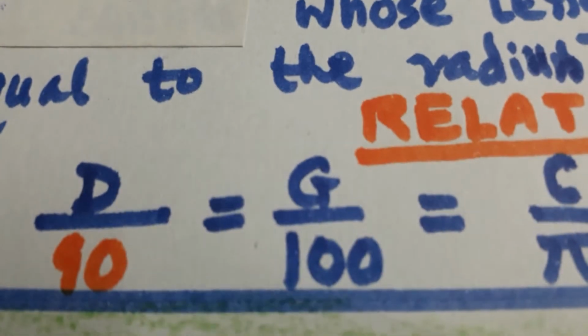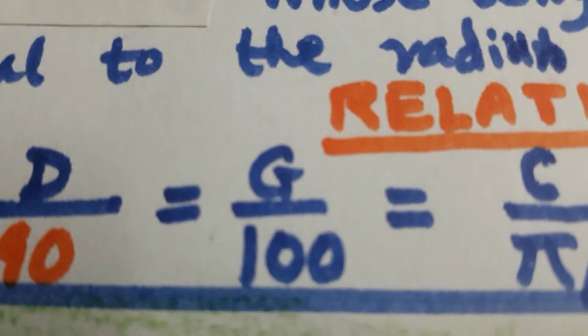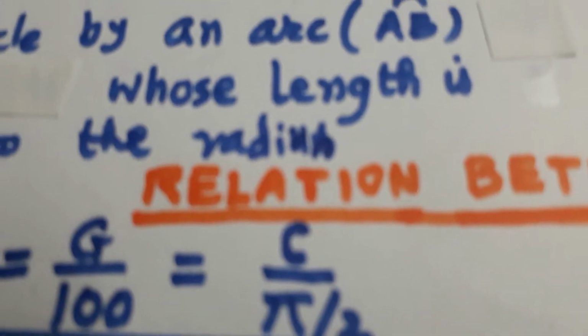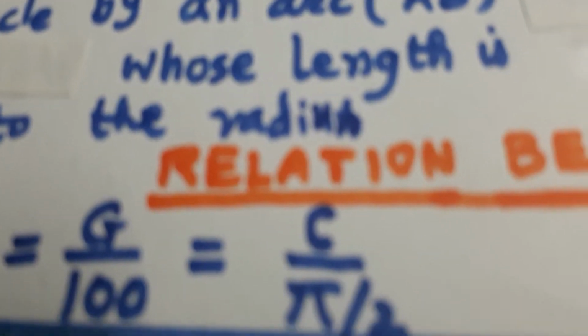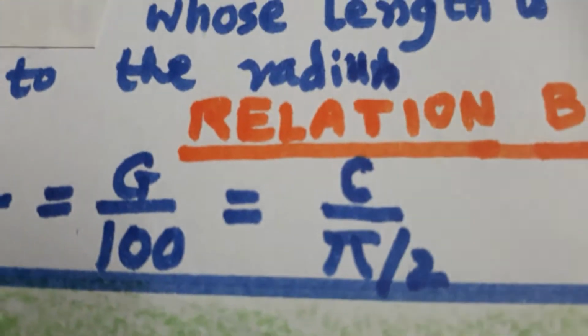So in case of degree, they are 90 degrees in one right angle. In case of centesimal system, they are 100 grades. And in case of circular system, they are equal to pi by 2. One right angle equal to pi by 2. Now let us go further.